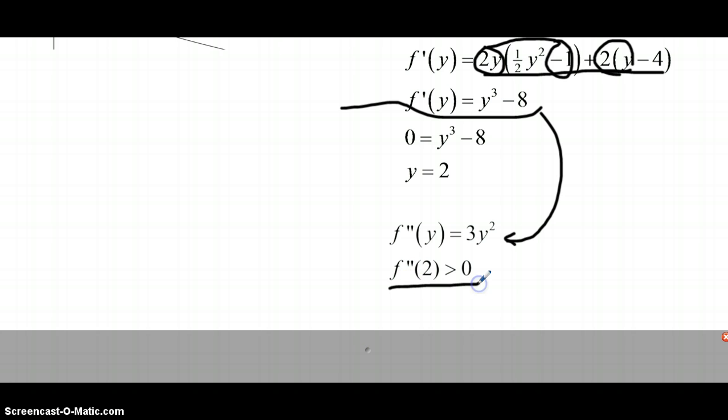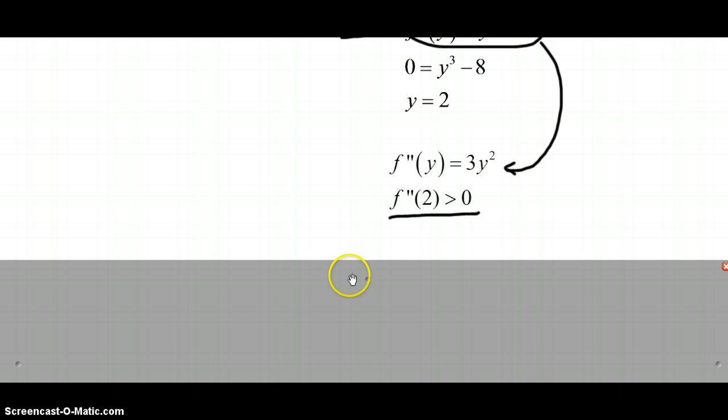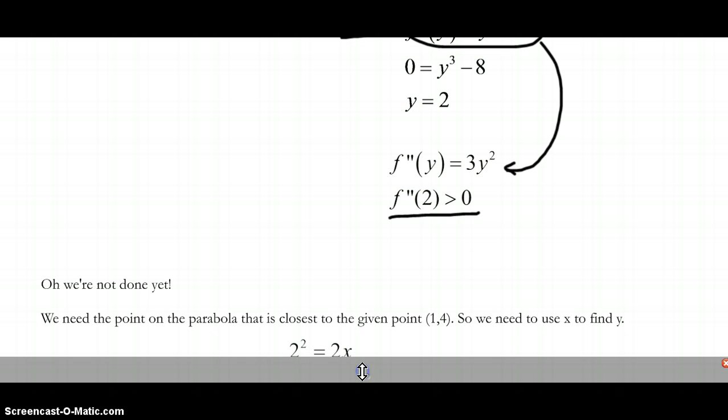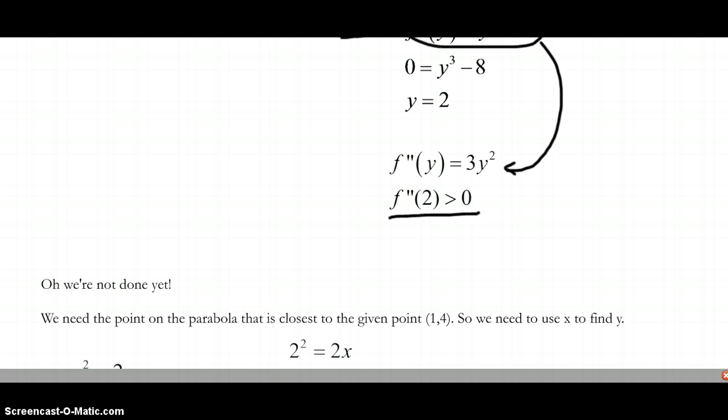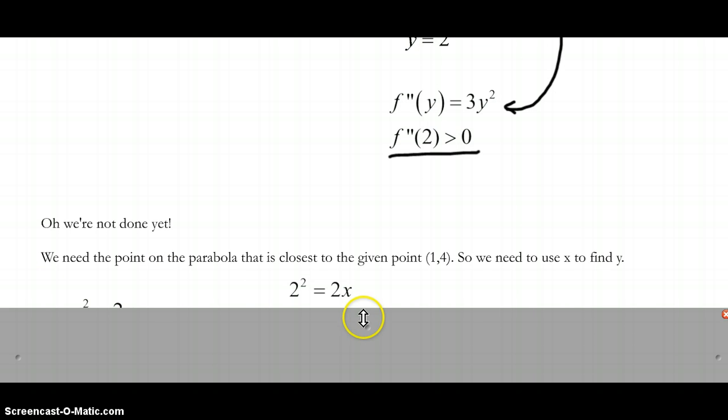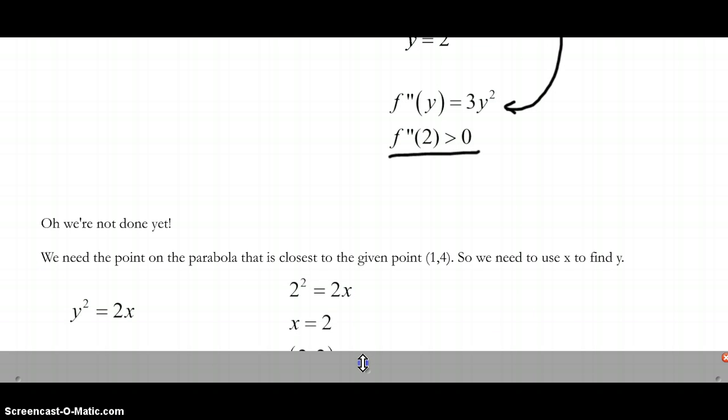I just showed that, in fact, my second derivative is positive when x equals 2, instead of leaving it up to chance. Now that I know that, I know I have a minimum distance, but oh, we are not done yet. We still have to find the point. Remember, we were requested to find a point on the parabola.